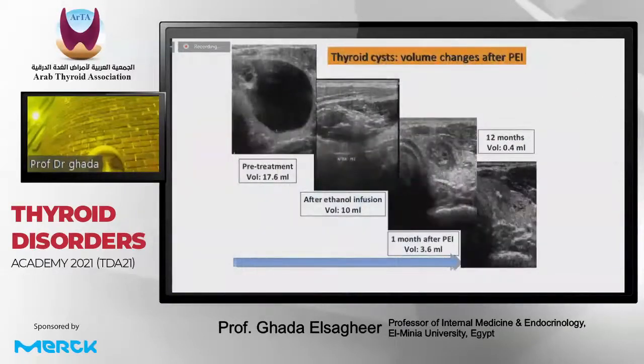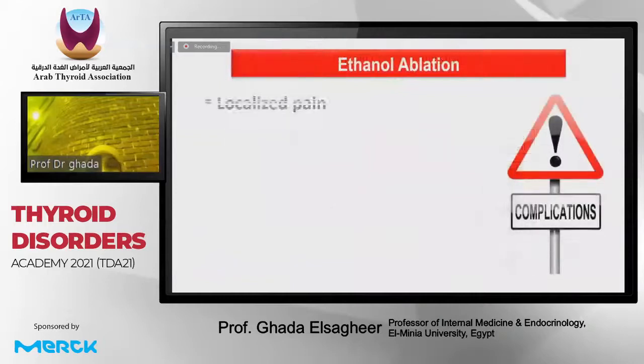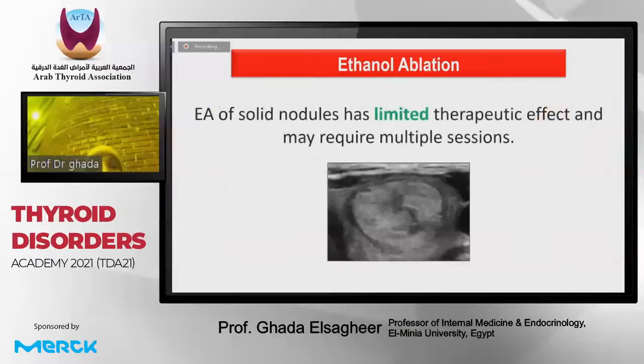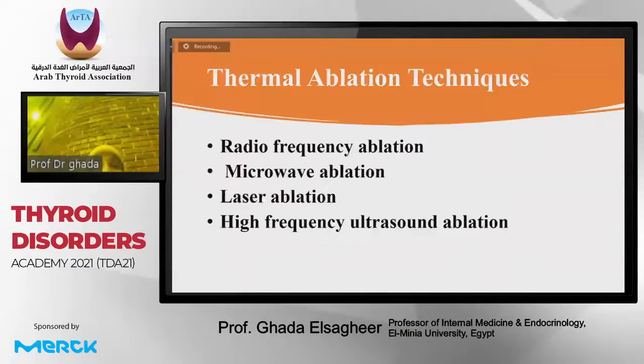This thyroid cyst starts at pre-treatment with volume 17.6 ml. After 12 months, the volume decreased to 0.4 ml, which is a very nice result. Complications of ethanol ablation: localized pain, hematoma, facial flushing, hoarseness, dysphonia, temporary hyperthyroidism. Ethanol ablation of solid nodules has limited therapeutic effect and may require multiple sessions.